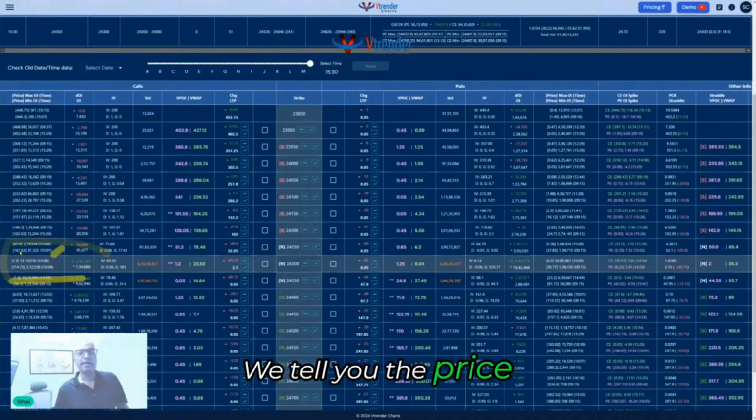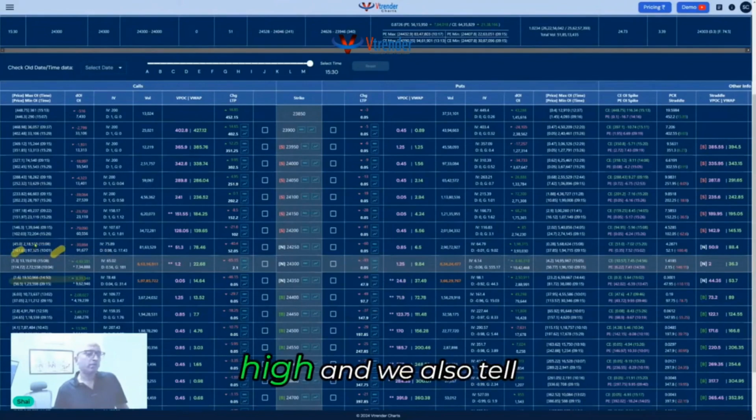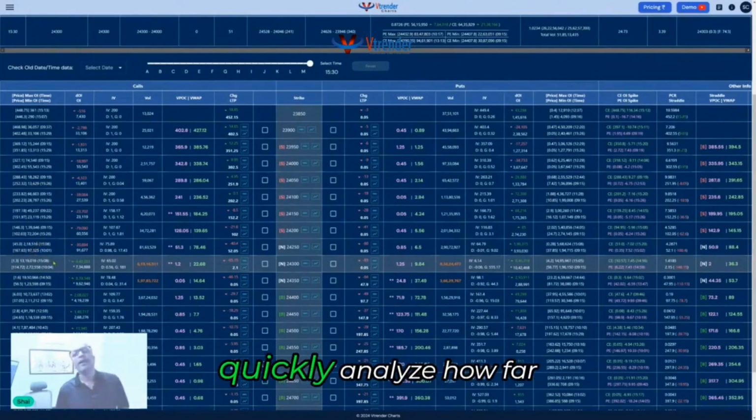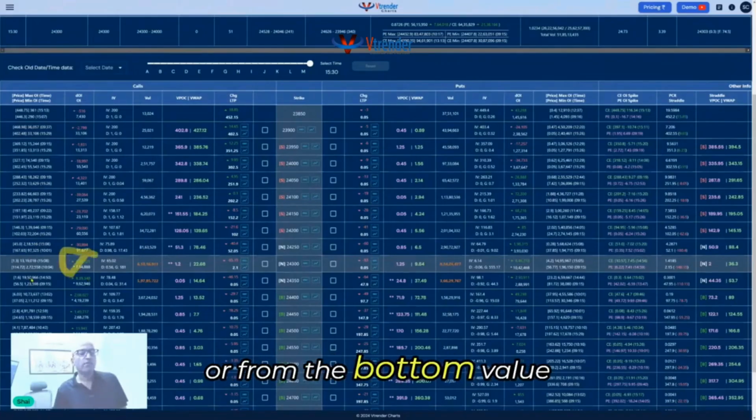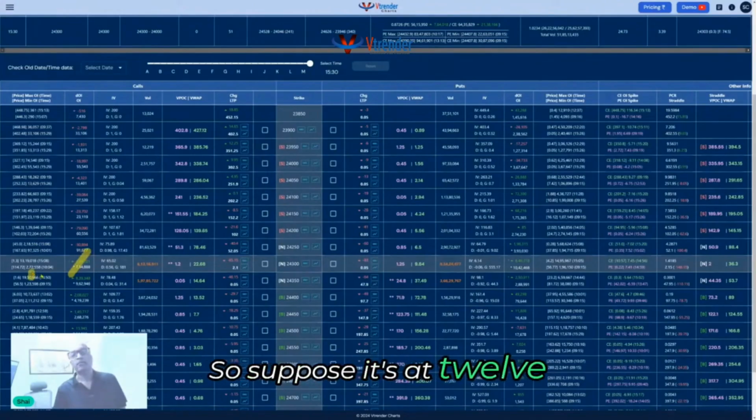We tell you the price at which it was high, we tell you the time at which it was high, and we also tell you the amount at the highest point. And that's a kind of a peak where you can look and quickly analyze how far we have come from the peak or from the bottom valley of the market, and from what time to what time.